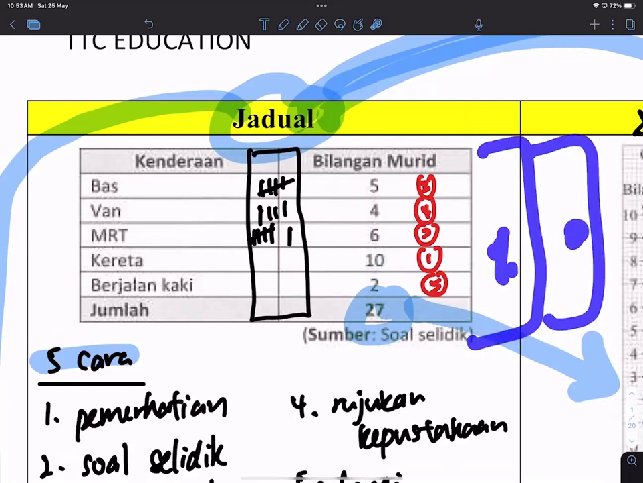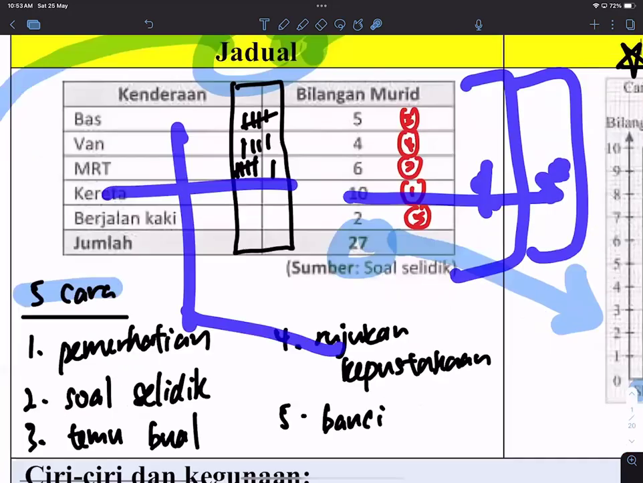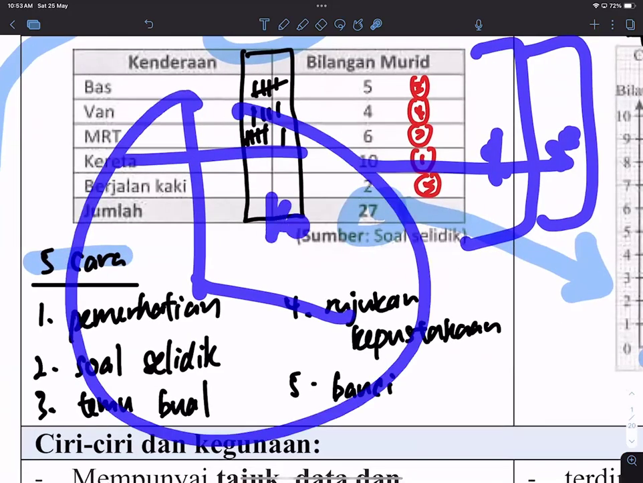The last one is the sudut darjah. Sudut darjah is for you guys to follow. The largest one is kereta, so you draw the kereta first. Starting from the full circle, this is kereta, but do not label kereta yet. After we draw according to the size of the sudut, we have to write down the peratusan. So how much is the peratusan? Let's say 24.3 peratusan.